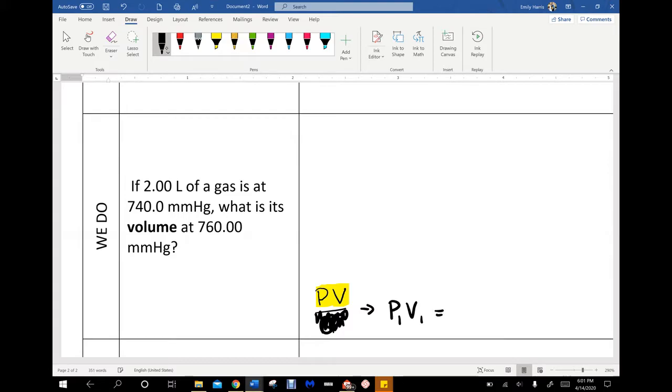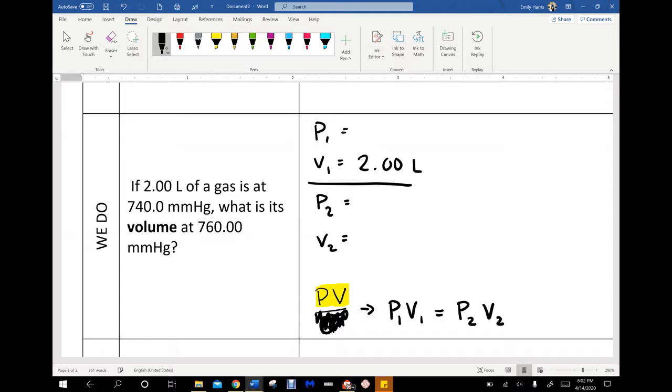So I'll write my equation, P1V1 equals P2V2. Now I'm going to come to the top and make a list. That way I can keep track from the word problem of what specifically my variables are. All right, so pressure 1, they tell me I start with 2 liters of a gas. So that will be my starting volume. And then my starting pressure is 740 millimeters of mercury. Then they tell me my final pressure is 760 millimeters of mercury. And they're wanting me to solve for the new volume.